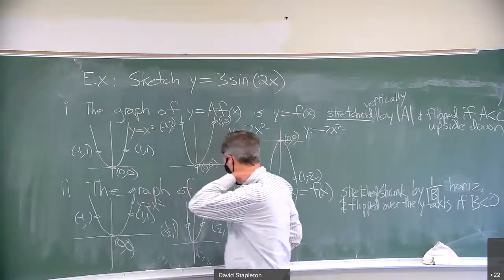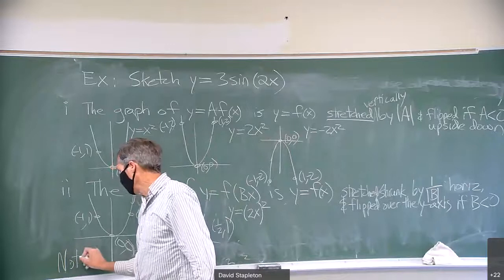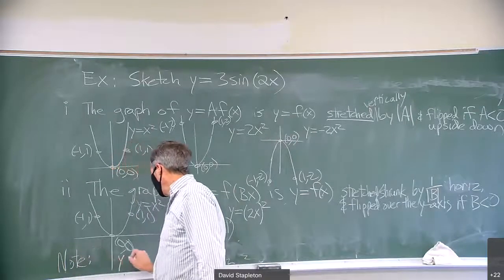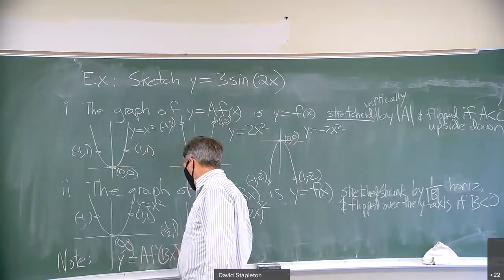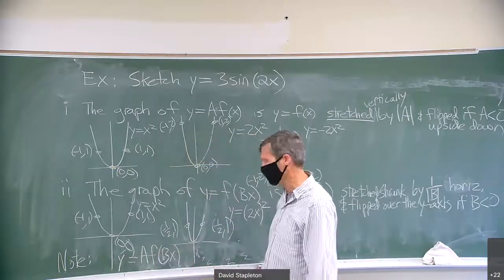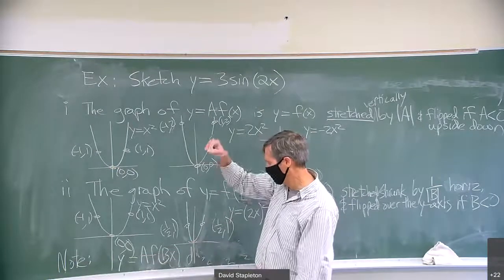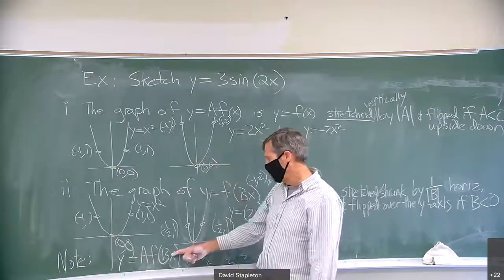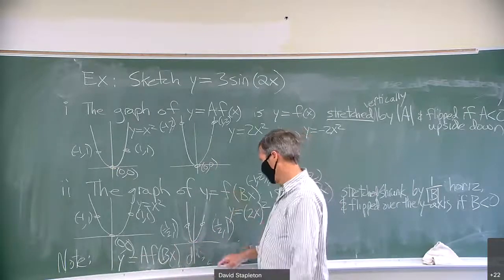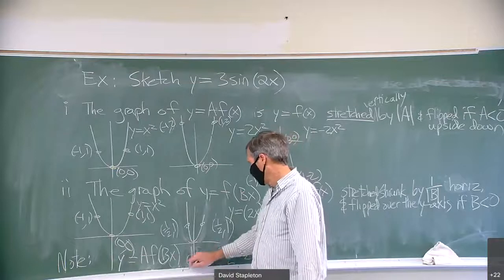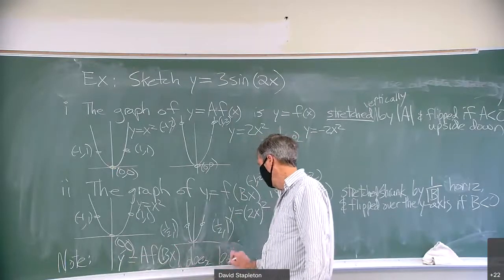And by the way, I should make this note here. If I want to sketch y equals A f of bx, so I put a b inside the parentheses and an a outside, now what happens? It does both, right? It does a vertical stretch by absolute value of a and flips it upside down if a is negative. It does a horizontal stretch by 1 over absolute value of b and flips it over the y-axis if b is negative. So when you put them together, it does both.